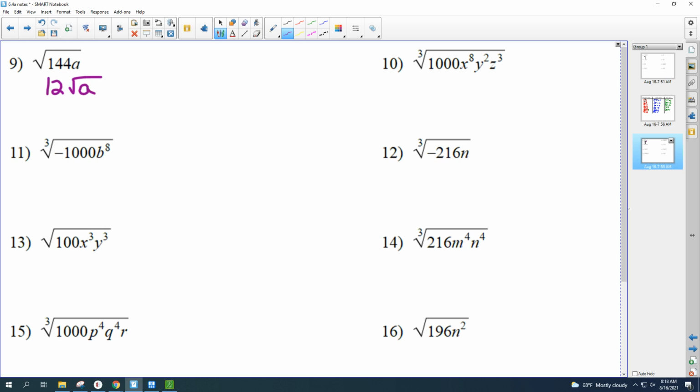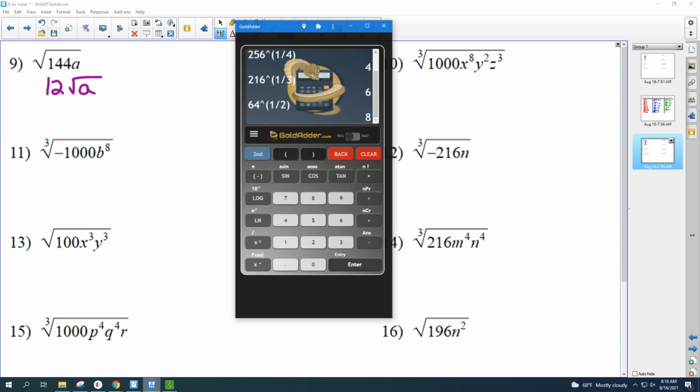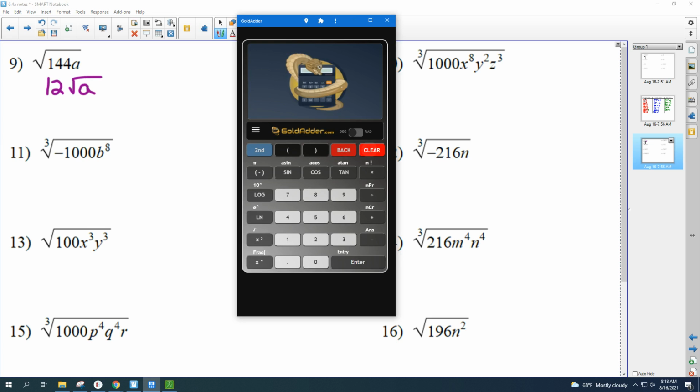It says the cube root of 1000 x to the 8th, y to the 2nd, z to the 3rd. That looks really, really super complicated. Okay. The number part, I would get out my calculator. And since it's a cube root, that's a 1/3 power, right? So 1000 to the, and it's got to be in parentheses. If you don't put it in parentheses, you're going to get it wrong. 1/3. 1000 to the 1/3 is 10, and that should make sense because it's 10 times 10 times 10. 10 times 10 is 100, times 10 again is 1,000. The cube root of 1,000 is 10, so I'm going to write that down, 10.